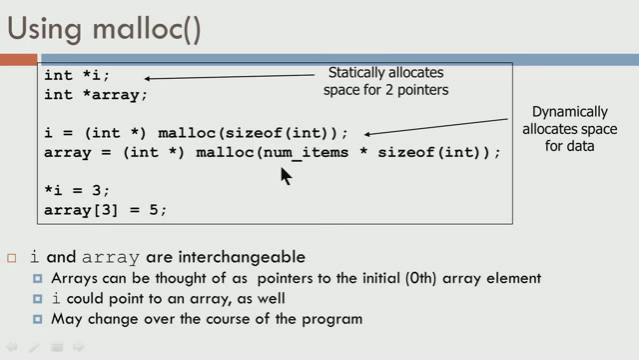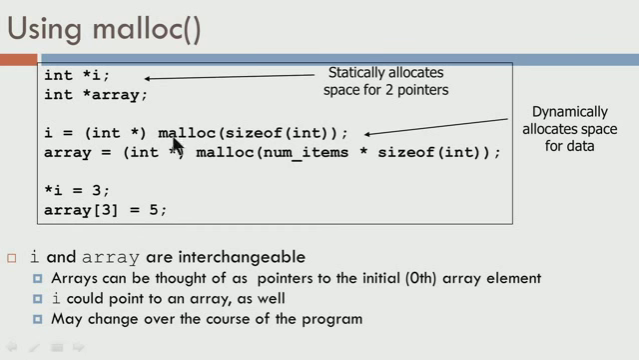So, array is pointing to num items integers. So, you can do star I equals 3. That will change the contents of the memory location pointed to by I to 3, and you can do things like array of 3 is 5. So, array of 3 is 5 is valid because if num items is greater than 4, then array of 3 is valid. So, array of 3 will point to the third location in the array, and that is changed to 5. I and array are interchangeable.